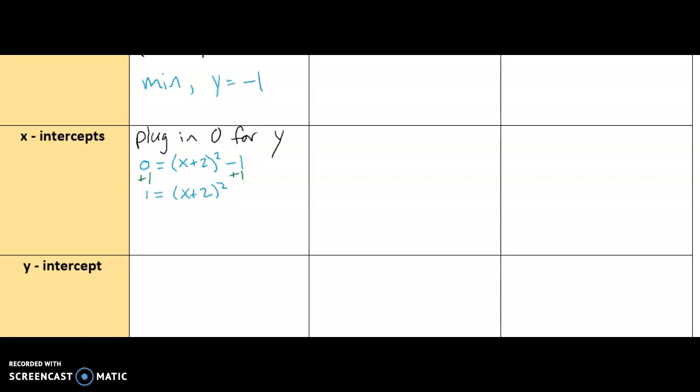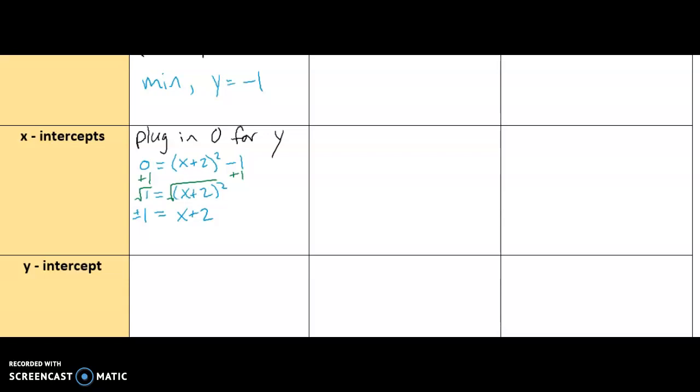I can get rid of the square by taking the square root. So I'm just doing inverse operations. The square root of 1 is just 1. That's going to give me x plus 2. But now here's the tricky part. When you take a square root to solve, there has to be a plus or minus in front. That's because if I do 1 squared, I'd get 1, but I could also do negative 1 squared and get 1. So I have to account for both.